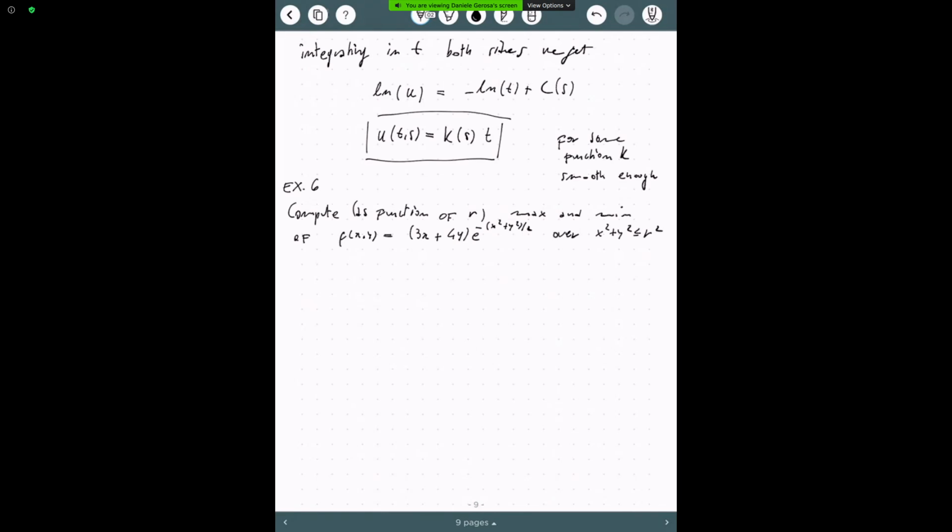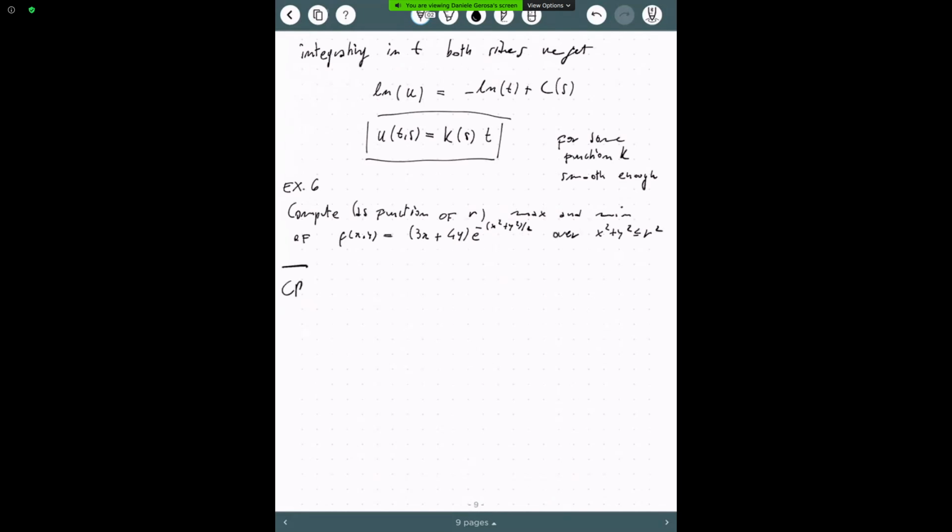So we have this function, and we want to find max and mean. And this max and mean, of course, in some sense, will depend on R because R is not fixed. As usual, this function is smooth. We don't have singular points. It doesn't blow up anywhere. So we need to seek for critical points, and then we have to investigate what happens at the boundary.